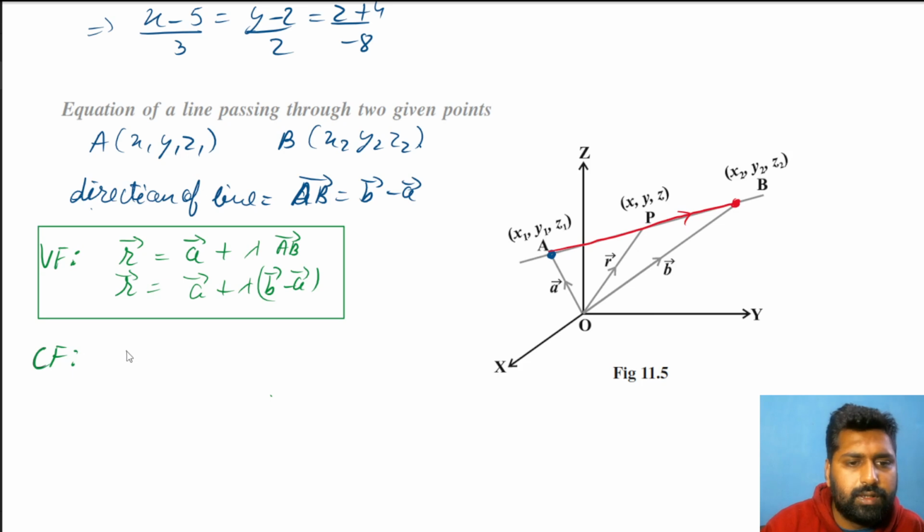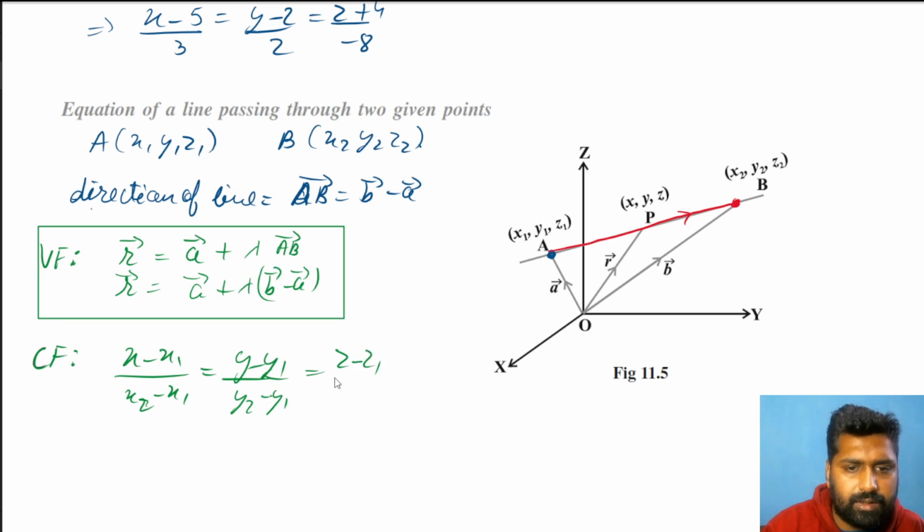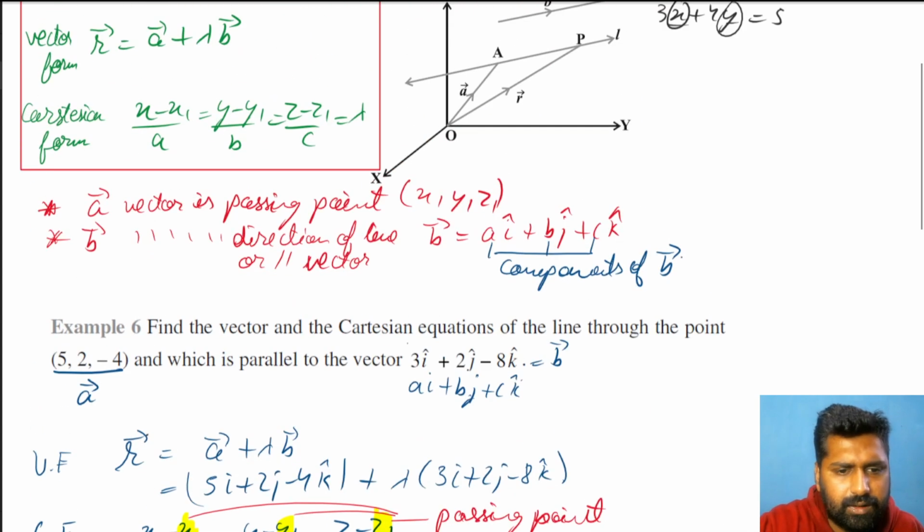Cartesian form is (x minus x1) upon (x2 minus x1), (y minus y1) upon (y2 minus y1), (z minus z1) upon (z2 minus z1). But my suggestion, again, don't try to learn this. If you know how to write this, you can easily convert vector form to Cartesian form using the above concept that I taught from this.